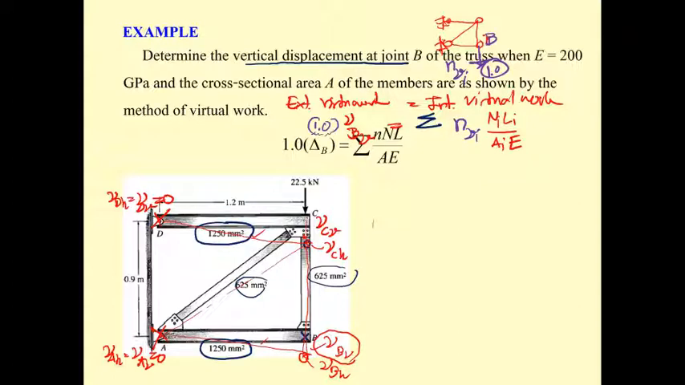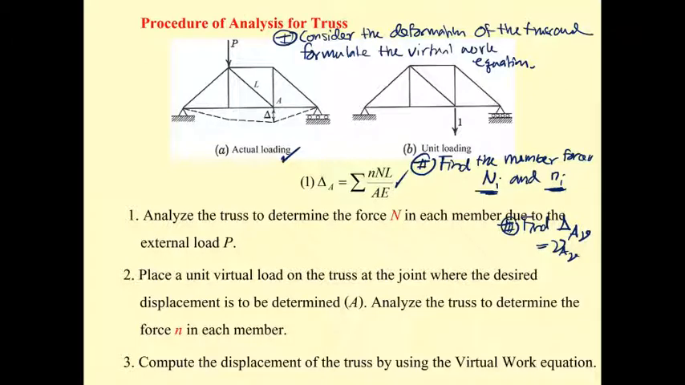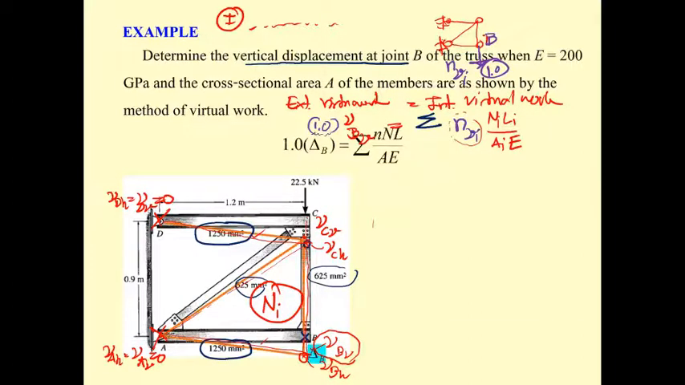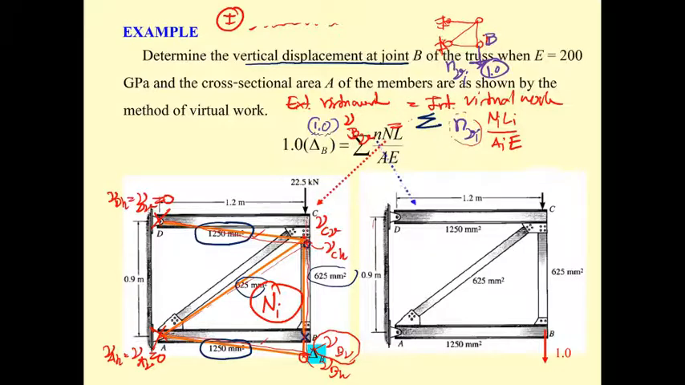Now, this is the first step. Okay, as I wrote before, I do not like it. Just go back to the previous slide. The first one is to consider the deformation of the truss and formulate the virtual work equation. We already have this. And the next one, we determine N here. Capital N is the force due to the actual load. And then we determine this one, the force due to the 1 unit load there.